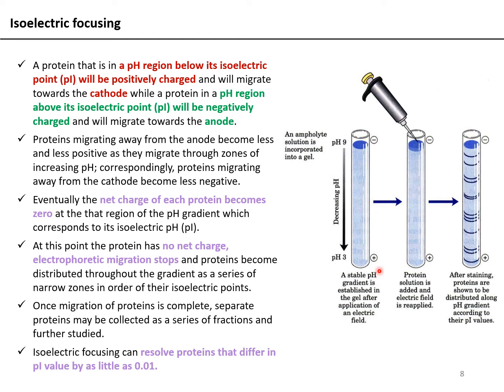Now, once you've established the pH gradient using ampholytes in your gel, you then stop applying current, you load your protein sample onto the gel, and then you reapply the electric field. So this will now allow your protein sample, whatever proteins are present in your sample, to be separated out on the basis of their isoelectric points. And then you can simply elute the proteins from the different gel fractions. You can extract them from the different gel fractions, or you can just simply stain them to visualize how the proteins have separated out.